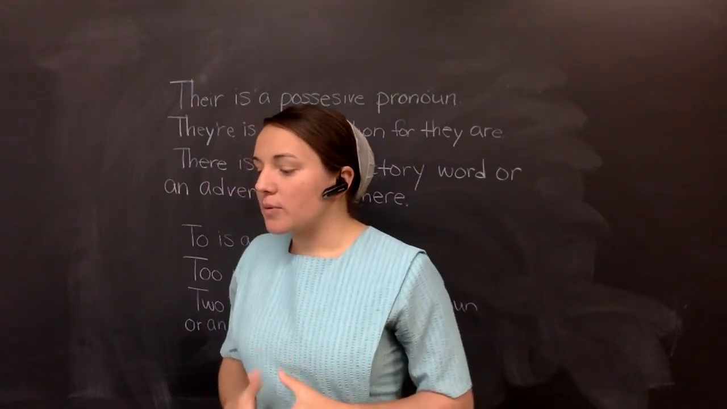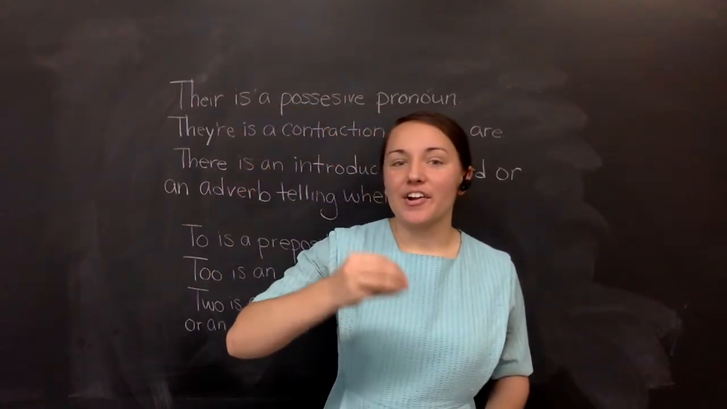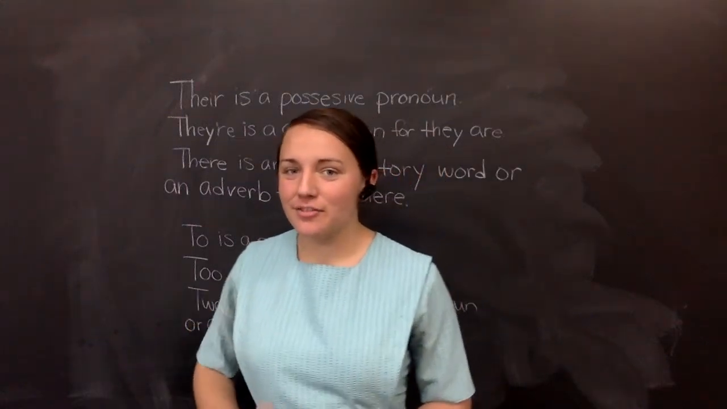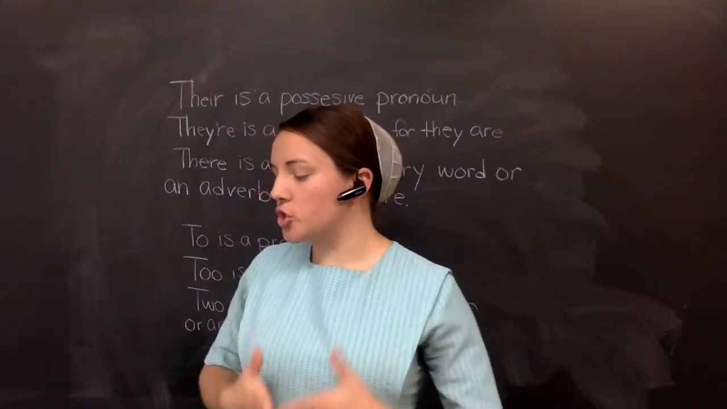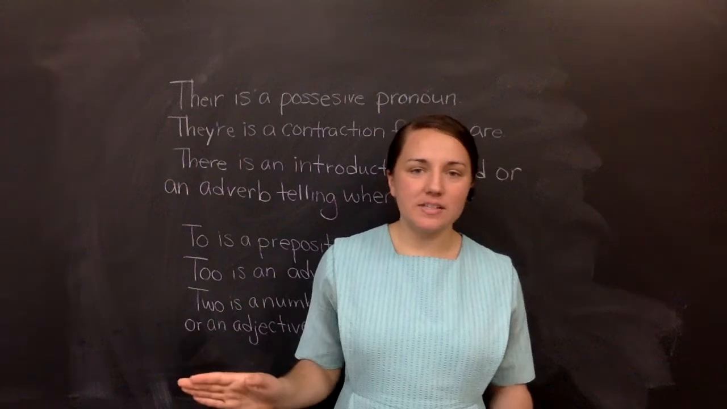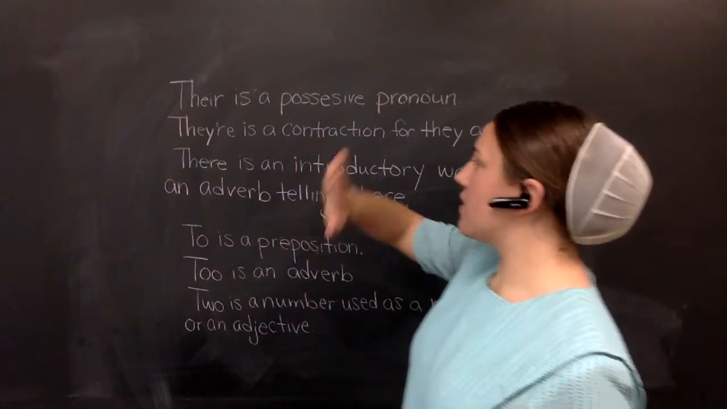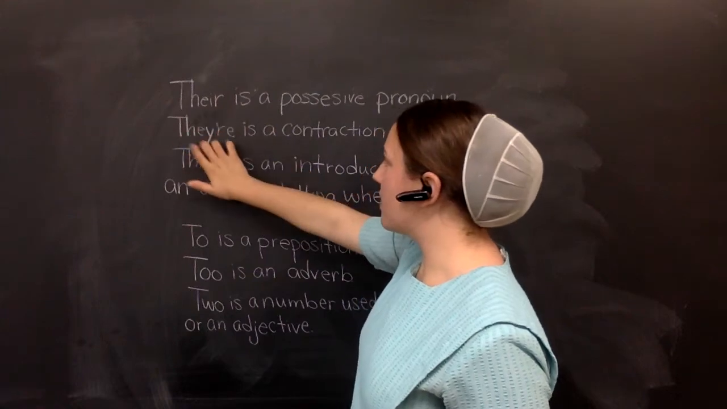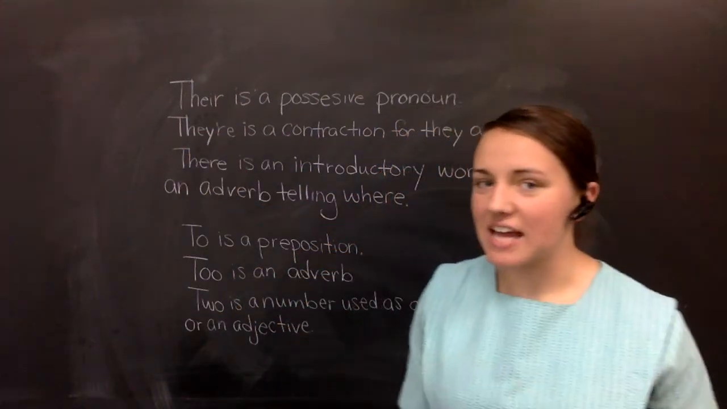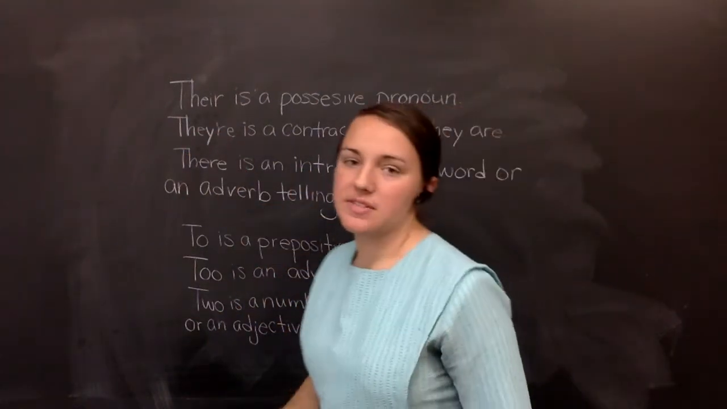Okay, our lesson today, we're talking about using their, they're, and there correctly. So on page 249 in your lesson, please follow along. We have the three forms of there. We have their, they're, and there. They all sound exactly the same, but they are spelled differently.